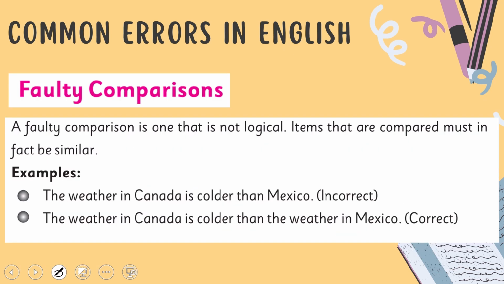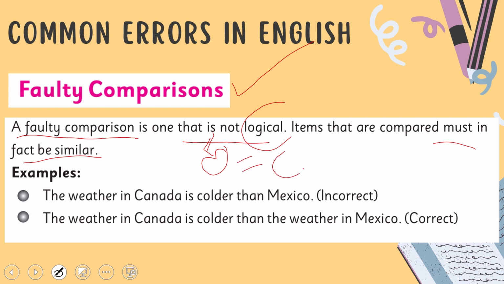Let's talk about faulty comparisons. A faulty comparison is one that is not logical. Items that are compared must in fact be similar. You can't compare apples with oranges, right? These are not similar things.